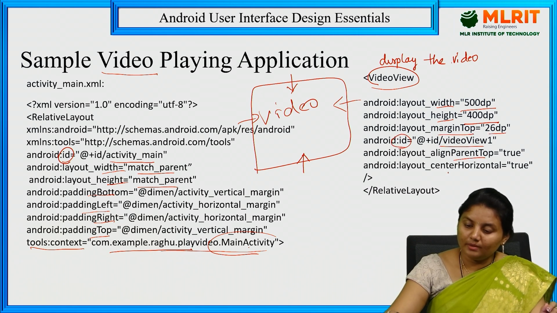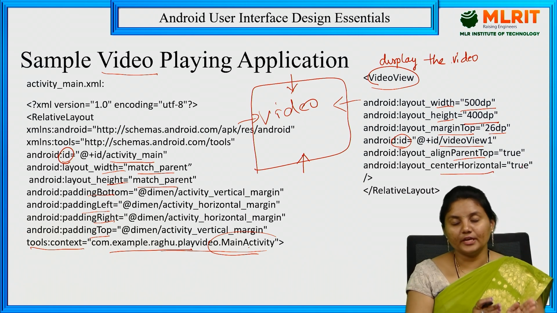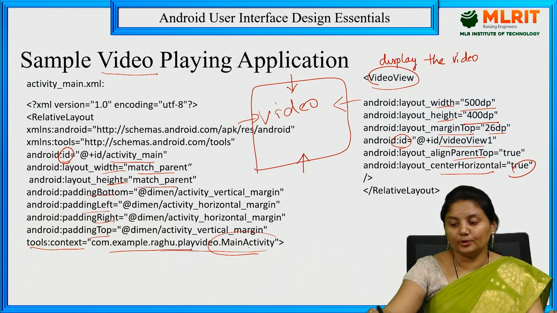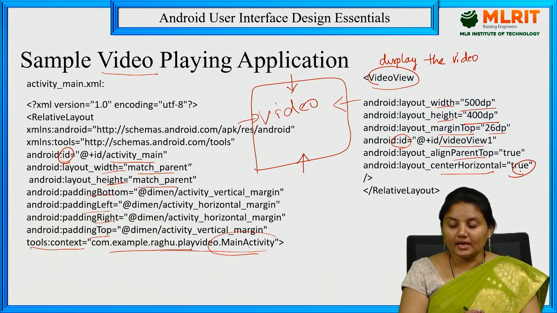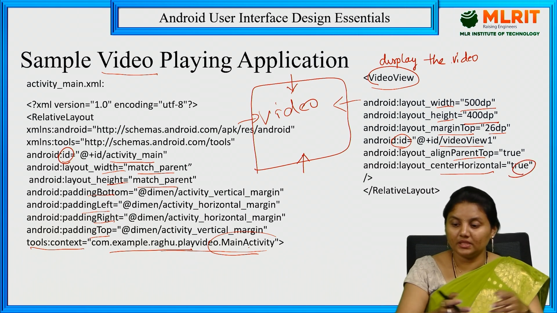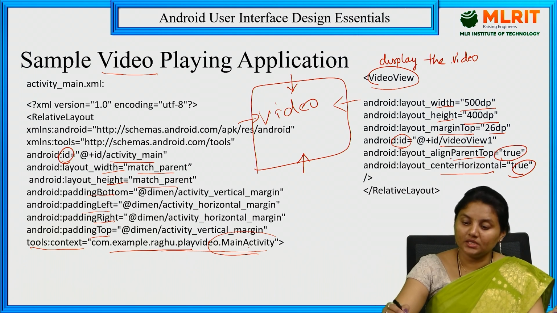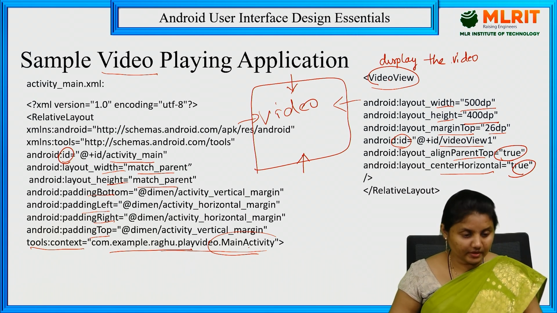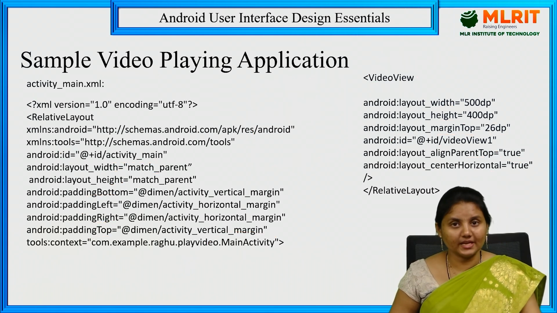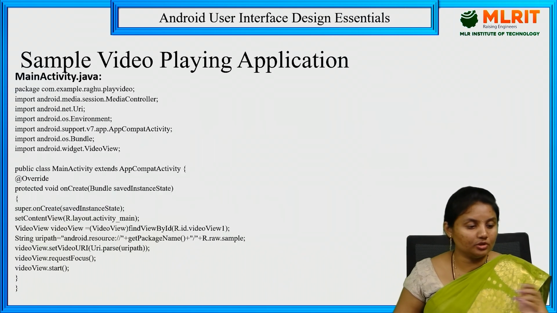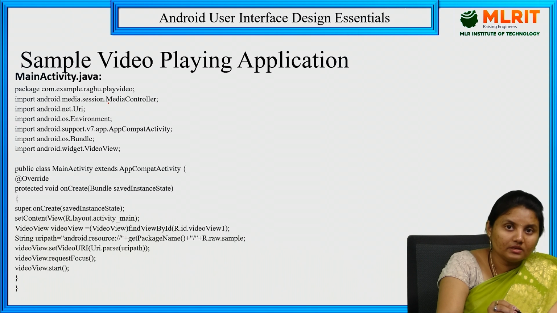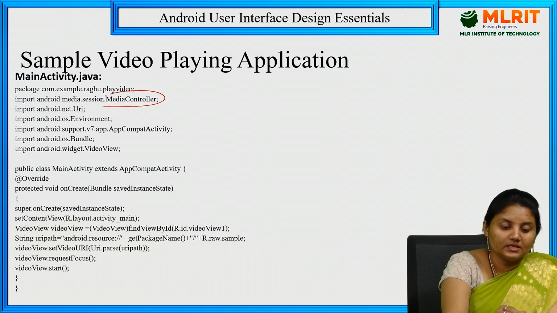Then layout_alignParentTop and layout_centerHorizontal. If your video should be displayed in the center of your activity, then make it true. If you want to align it to the parent top, then make it true. These are the two parameters that you are going to give for the VideoView. So here we have used the relative layout. Now you have to extract this VideoView into your MainActivity.java. Now what you have to do? Import all the packages. Here for playing the video, we need one, the MediaController.